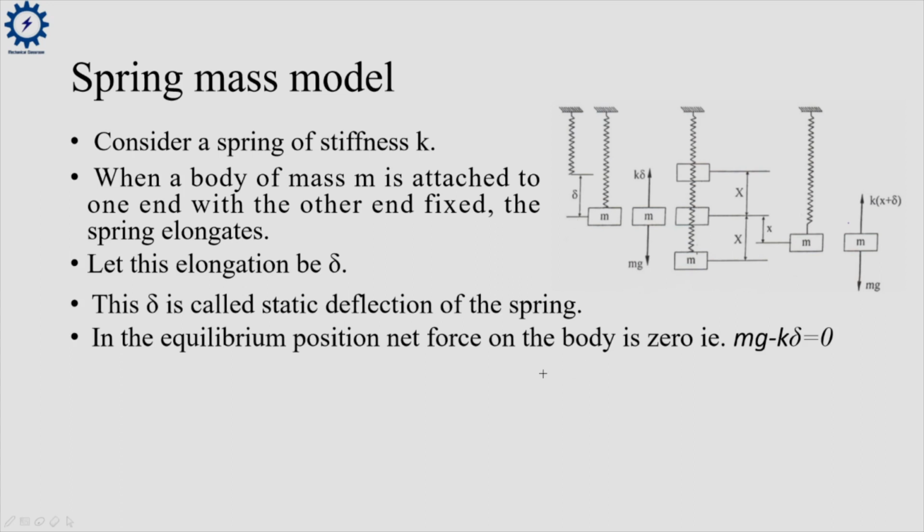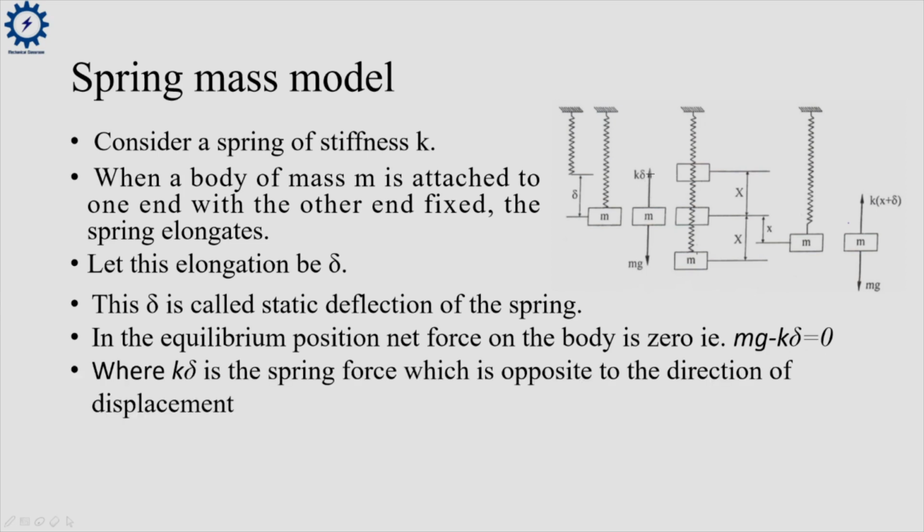In the equilibrium position, the net force on the body is 0. Consider the case of this spring. Here the net force in the vertical direction is equal to 0, that is, sigma Fi equals 0. So we can represent the equilibrium equation as mg minus k delta equals 0, where mg is the downward force, which is weight, and k delta is the spring force, which is opposite to the direction of displacement. So we get a very important relation: mg equals k delta. We will use this equation for solving some problems.